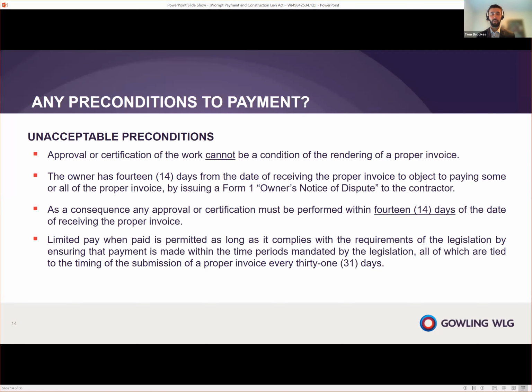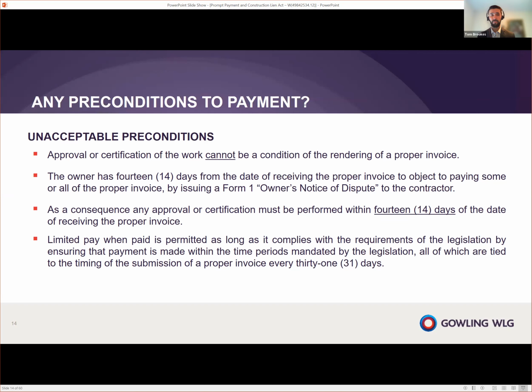So there are some unacceptable preconditions to the rendering of a proper invoice. However, approval or certification by the owner cannot be one of these preconditions to the rendering of a proper invoice. For example, what this means is that the owner can't say that until the value of work has been certified, the contractor cannot provide a proper invoice for it. So this has some implications.